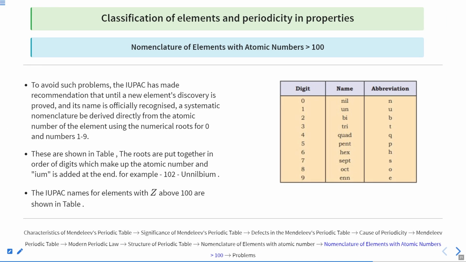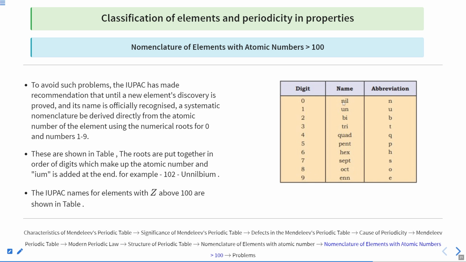Now, to avoid such controversy, IUPAC made some guidelines that any new element that will be discovered will be named according to that guideline. Right? So here we have the guideline. We have digits from 0, 1 to 9. For each digit, we have a root name. Like for 0, we have nil, 1 we have un, 2 we have bi, 3 we have tri, 4 quad, 5 pent, 6 hex, 7 sept, 8 oct, and 9 enn.